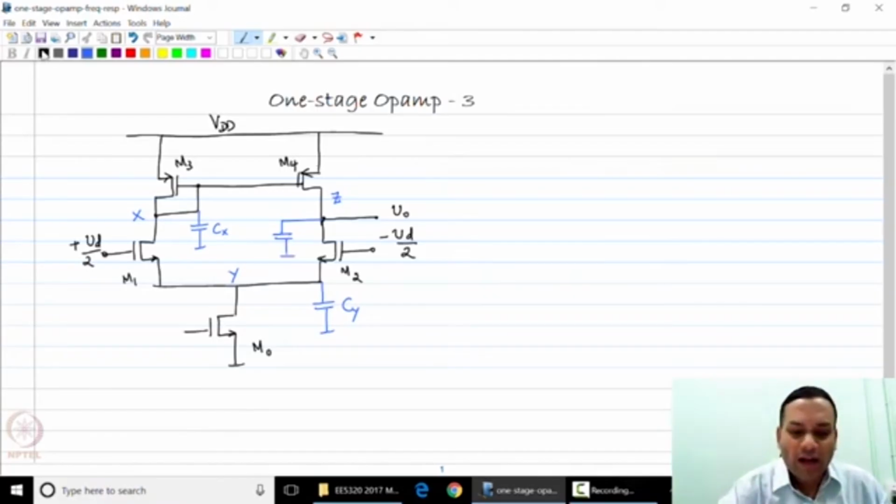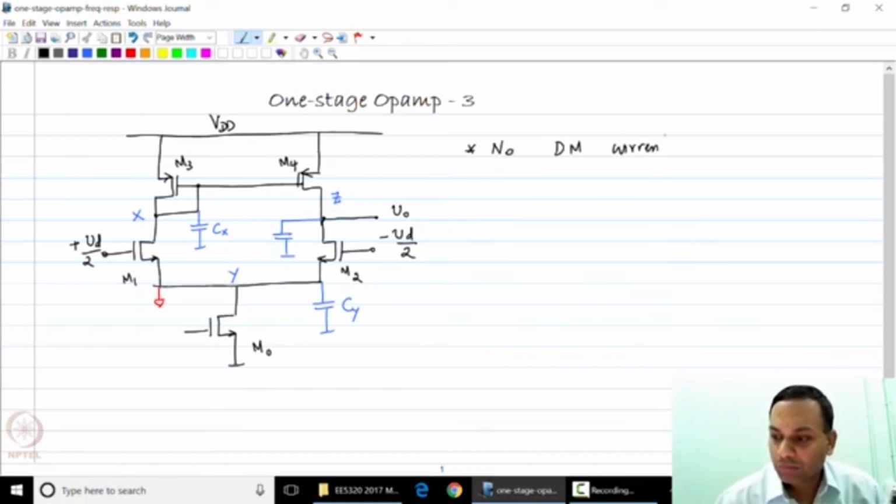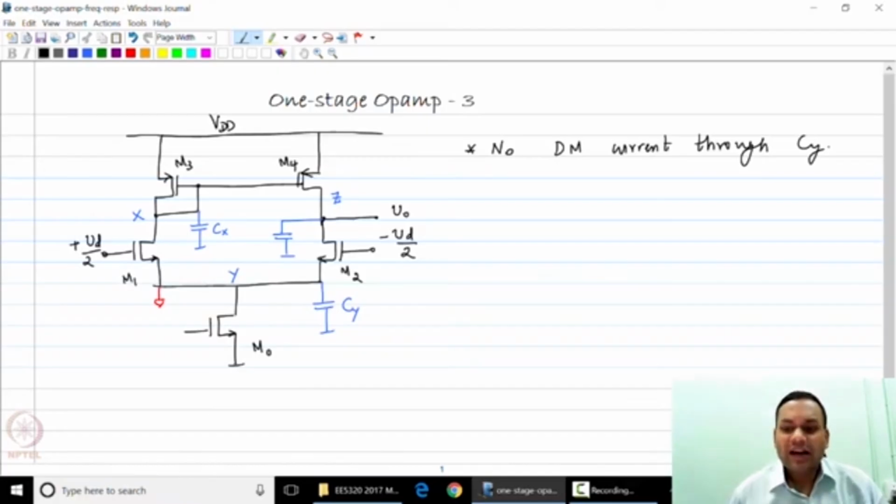Now, what is the effect of Cy? We will note that Cy is actually at small signal ground, and therefore, there is no differential mode current through Cy. And of course, this is because both ends of Cy are shorted to small signal ground. So Cy makes no difference to the differential mode picture.